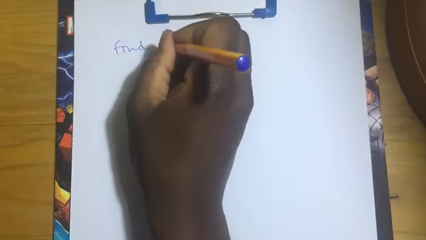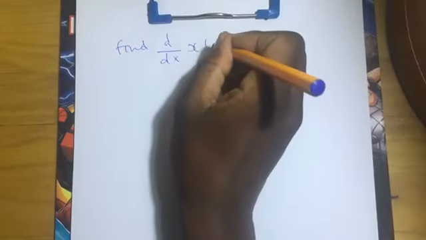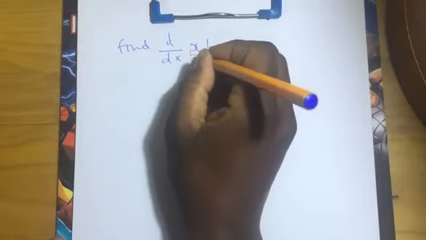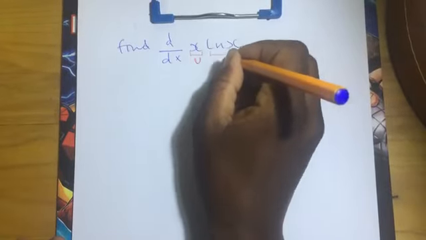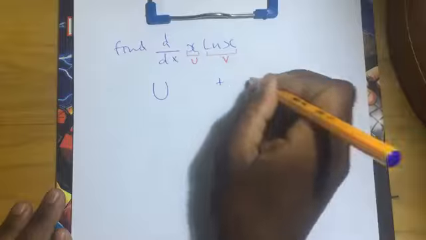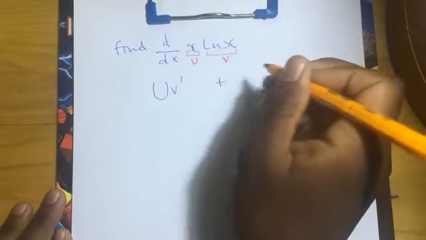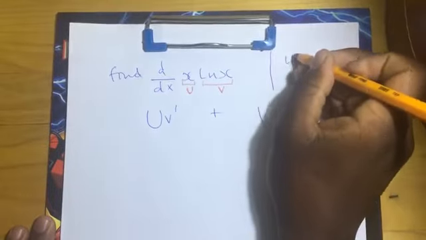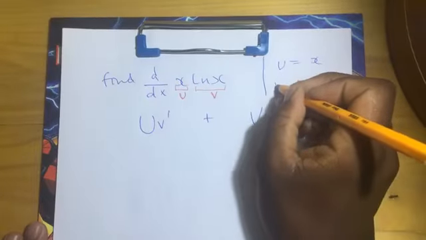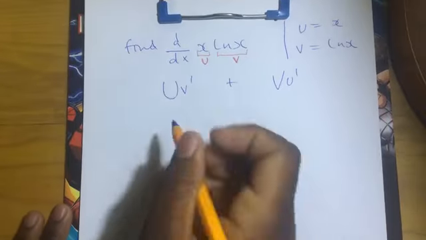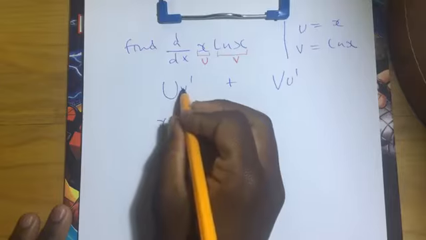Okay, let's go. Find d/dx of x ln x. So we said this is going to be our u, this is going to be our v. So u v prime plus v u prime. I'm just going to substitute. I know u is equal to x, and I know v is ln x. So I substitute them. Where there's u, I'm going to put x. So x multiplied by v prime.